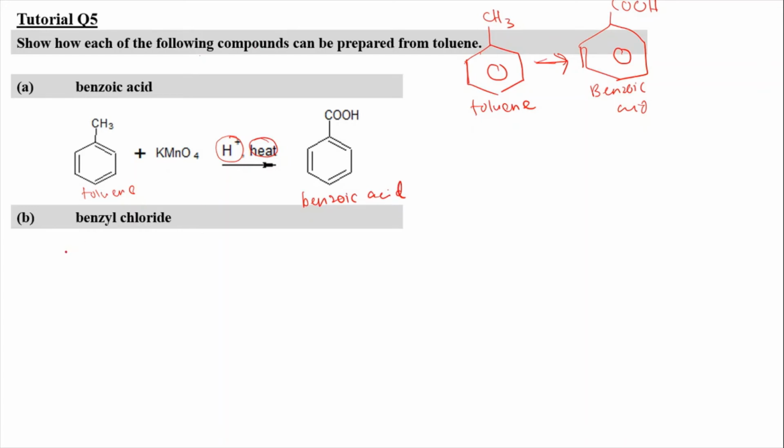Okay, now for B, we have to show how toluene. Okay, this one is for A. Now for B, I need to change my toluene into benzyl chloride. So the meaning of benzyl chloride is that you're going to have CH2, but one of the hydrogen here is going to be substituted with chlorine, akan digantikan dengan chlorine. So it's going to be CH2Cl. So what you can do is they can undergo free radical substitution with the chlorine molecule with UV.